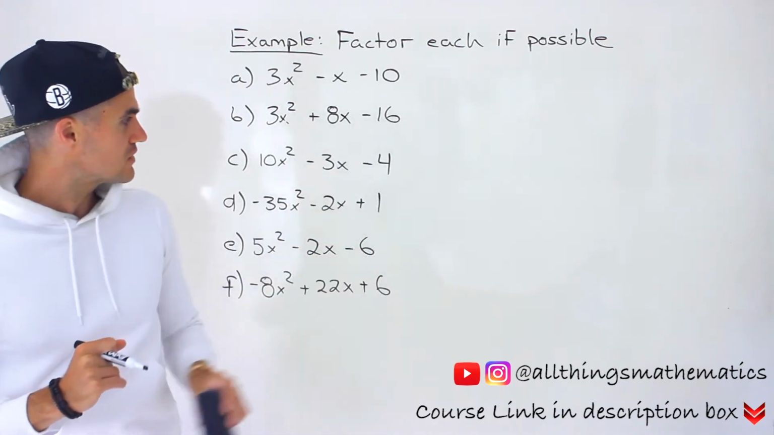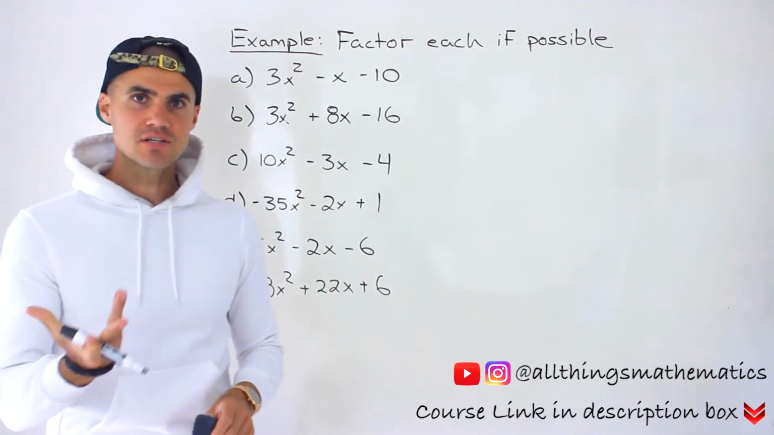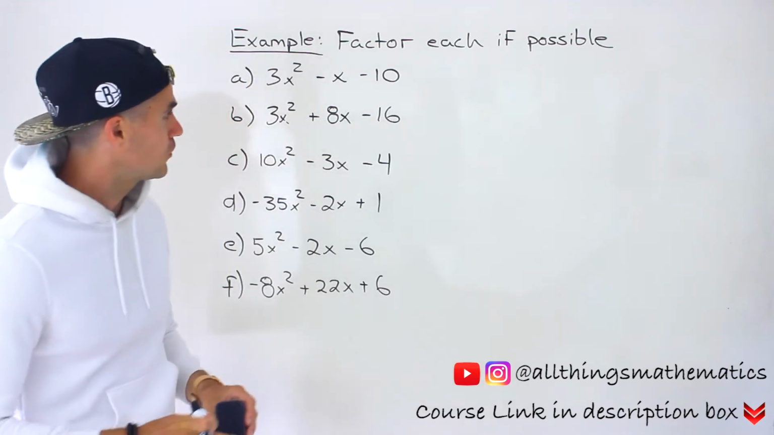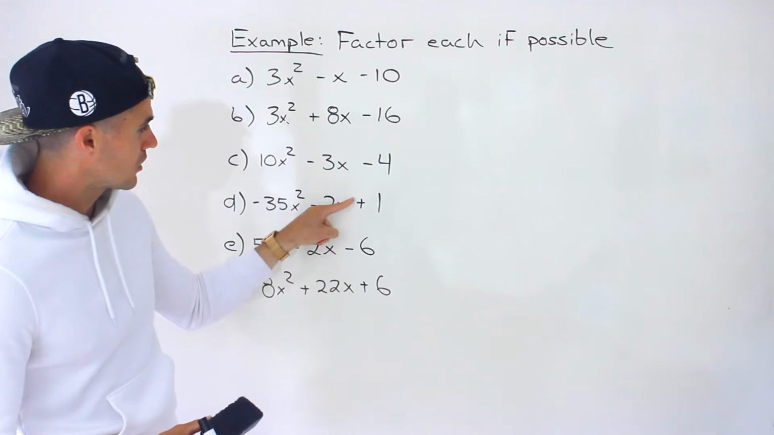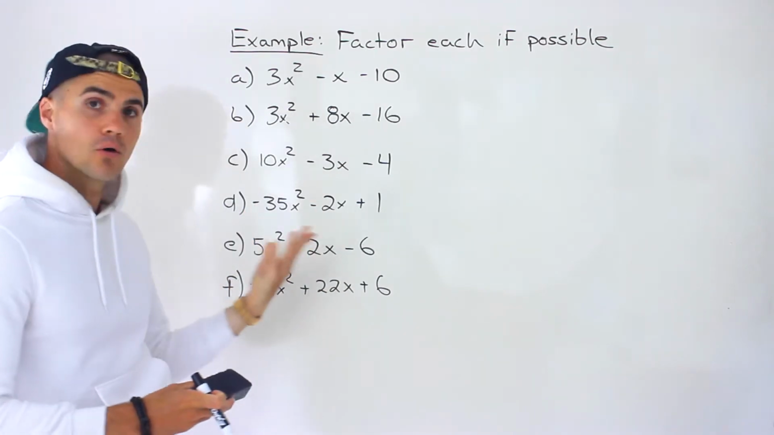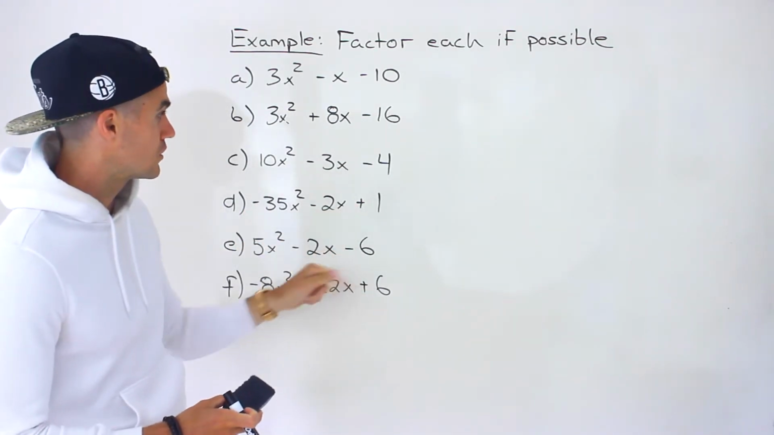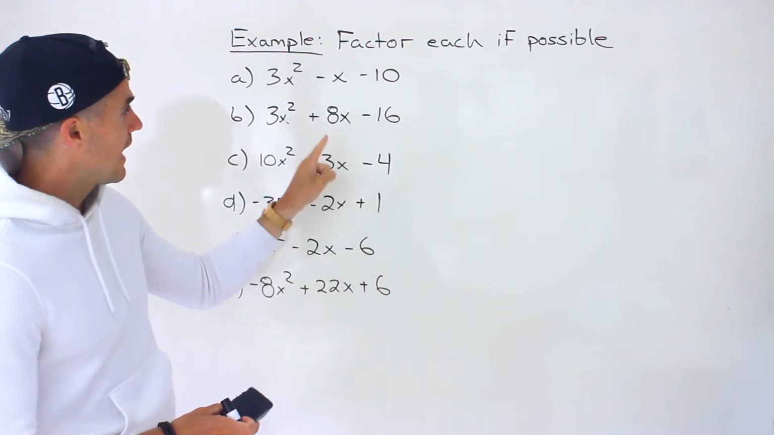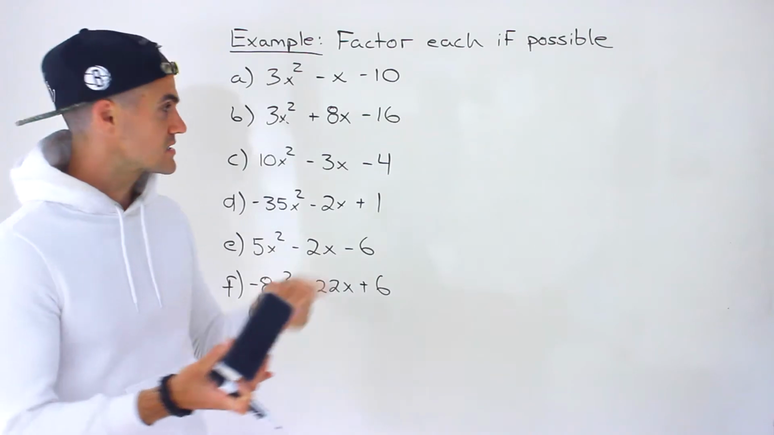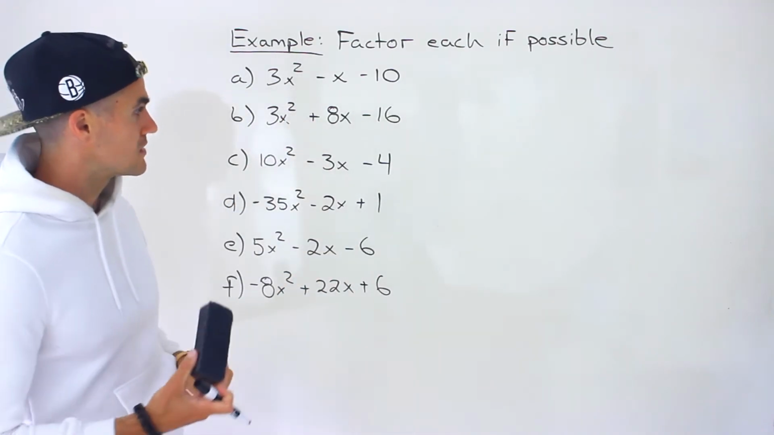So we have to factor these examples over here, and notice that in this specific case what we're going to be working with is a negative c value. Now these two here are positive, but once we factor out the negative, those would turn negative as well. So we're going to be working with a negative c value for all of these, and then the b value is going to be a mix of negatives and positives.